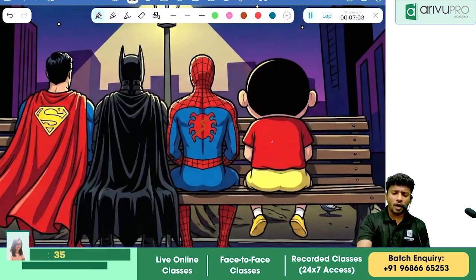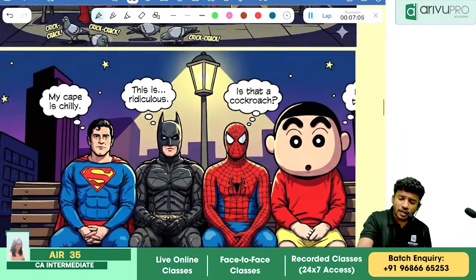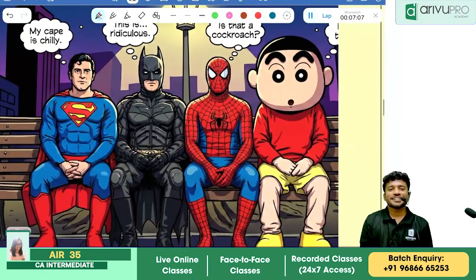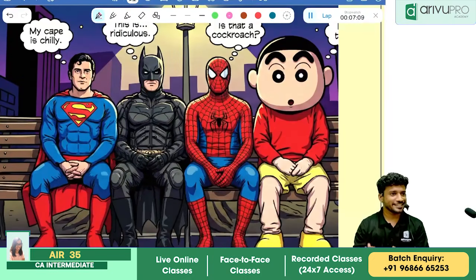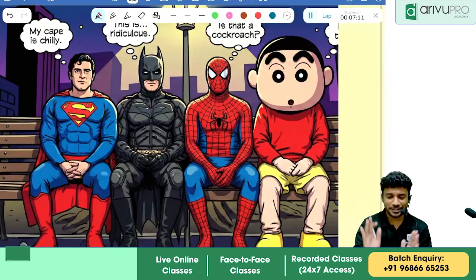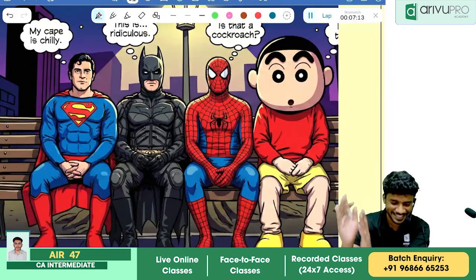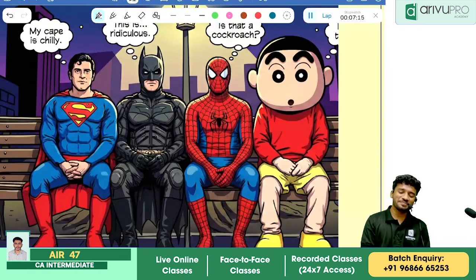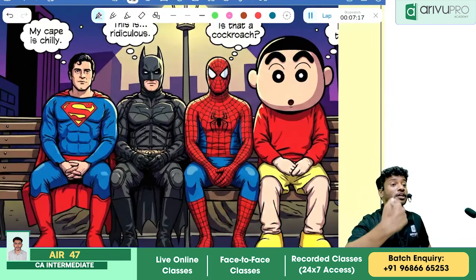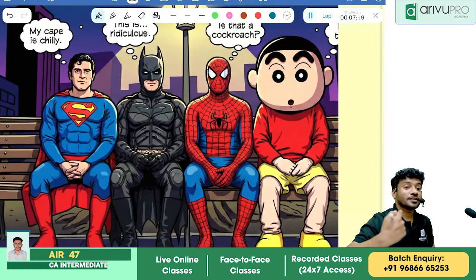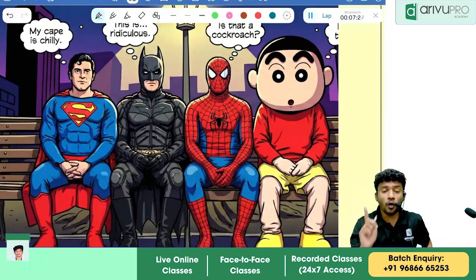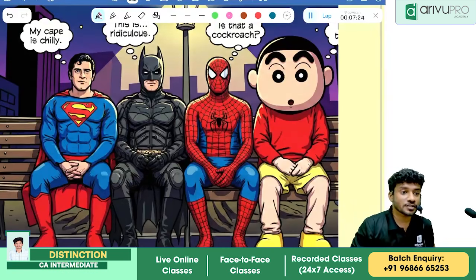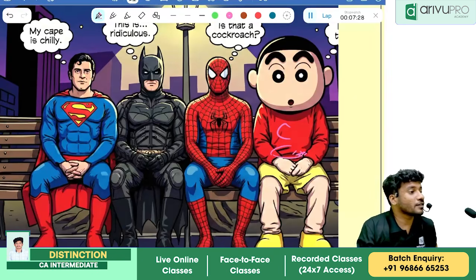Now people, what if they are... Okay, yes. Now look here. They are looking towards which direction now? South direction. Now who is sitting at the left end of the bench? Yes, he is sitting at the left end of the bench.